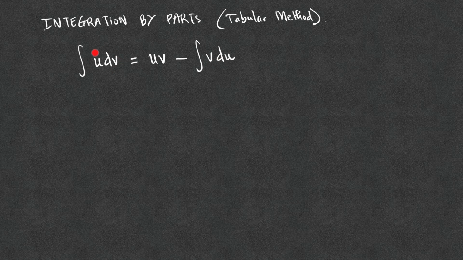If the integrand can be expressed entirely as u dv, then the answer for the antiderivative will be uv minus the integral of v du. u is one of the factors in the integrand. Again, v is the antiderivative of dv, and du is the derivative of u.